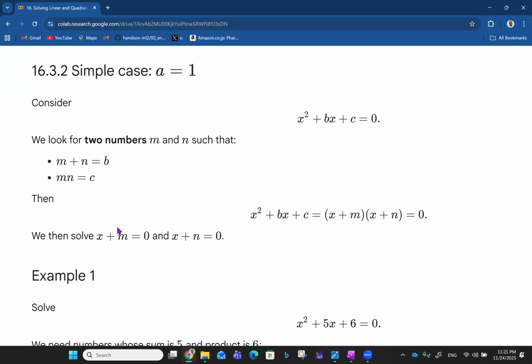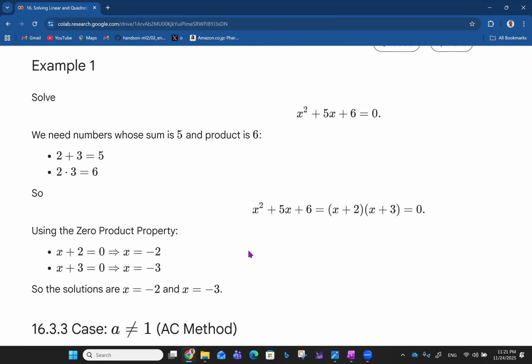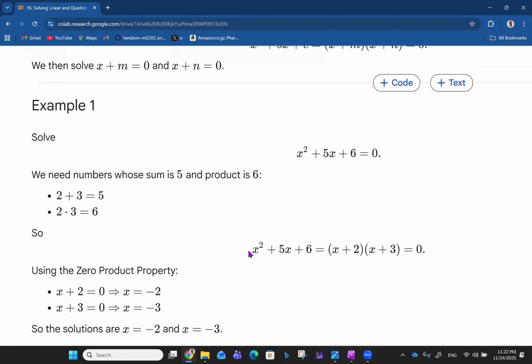When we then solve x plus m equals 0 and x plus n equals 0 to get our values of x. So a simple example we've been using all the while is this. So you want to solve that for x squared plus 5x plus 6 equals 0. We need numbers whose sum is 5 and the product is 6. So the two numbers whose sum is 5 and product is 6 are simply 2 and 3, right? 2 plus 3 is 5 and 2 times 3 is 6.